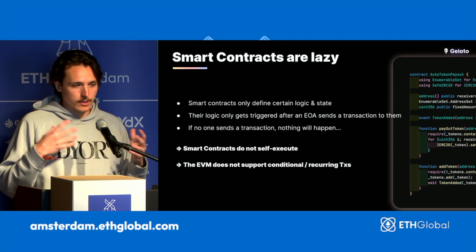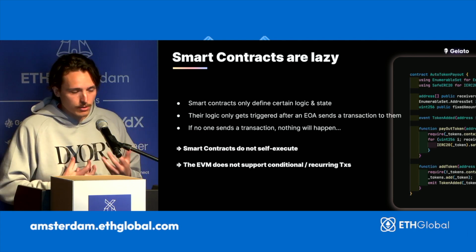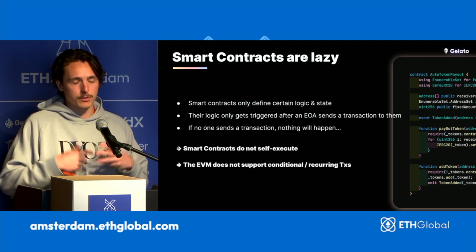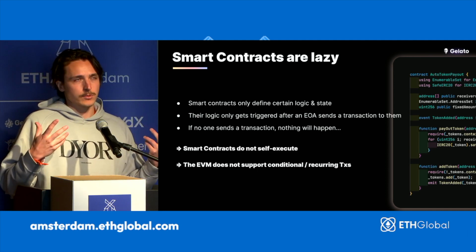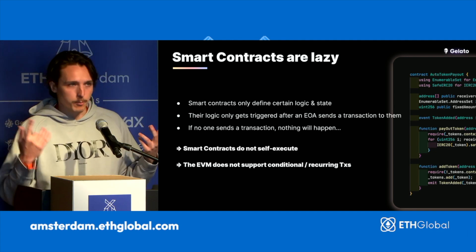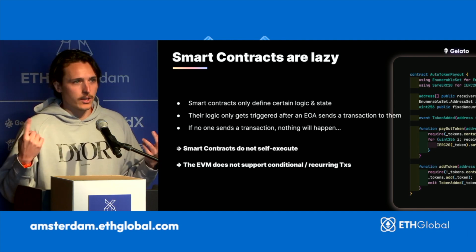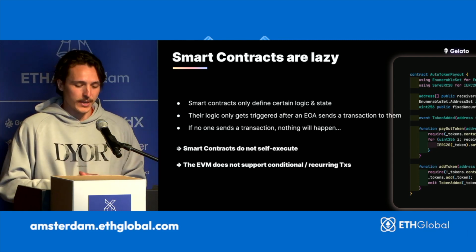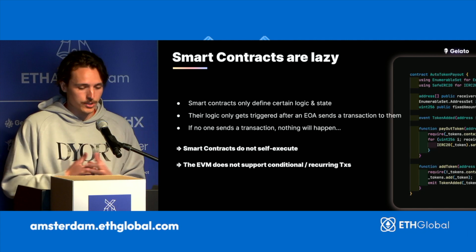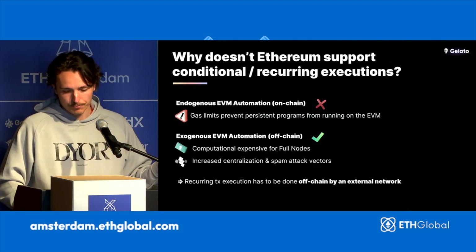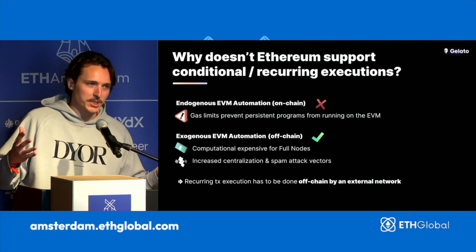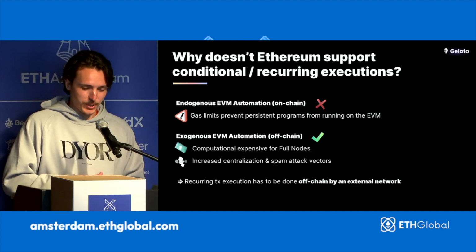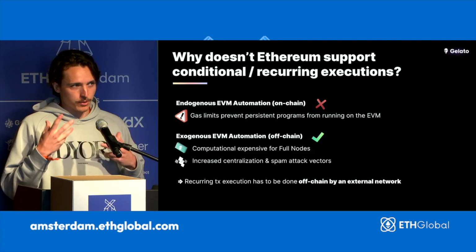This means that the EVM, the virtual machine underneath Ethereum, does not support conditional and recurring transactions. And if you think about automation, what is automation? It's just stuff happening all the time, in an infinite loop type of way. This is not natively supported on EVM-based networks like Ethereum. So why is that, right? Why isn't that supported? Vitalik, why didn't you do it? Good question. And there are 2 ways of thinking about this.